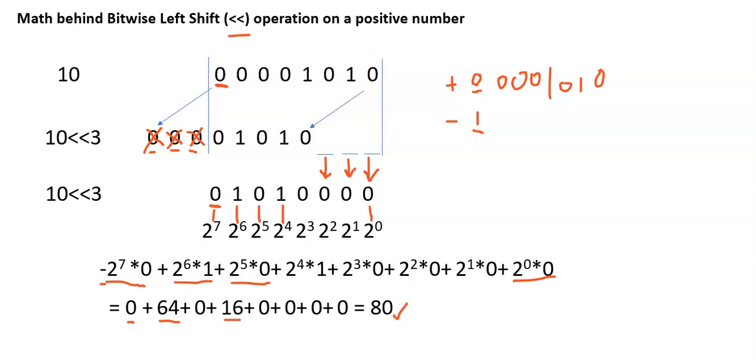In the next video, we discuss the math behind bitwise left shift operation on a negative number.